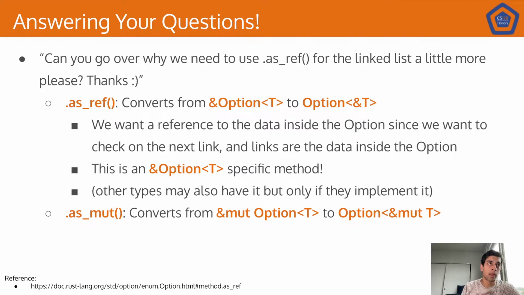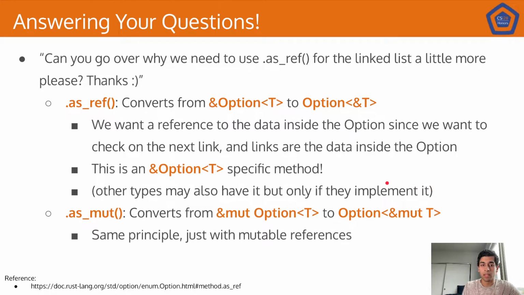And you also probably saw as_mut. as_mut acts the same way, except it takes a mutable borrow to an Option and gives you an Option with a mutable borrow to the data inside it. So the data T here is the same as in this data here. It's the same actual piece of data. We're just taking a borrow to it. And so it's the same principle as as_ref, just with mutable references, and the same ownership and borrowing rules that you've been learning about apply here.